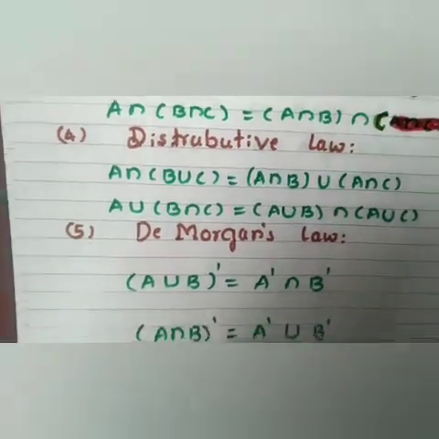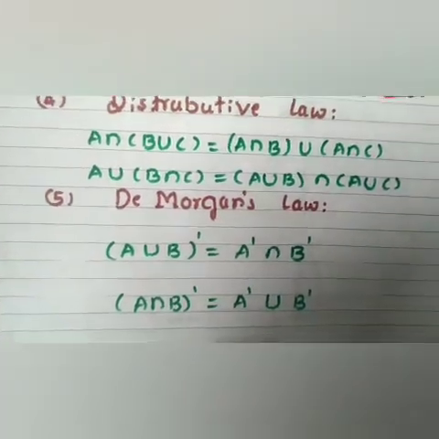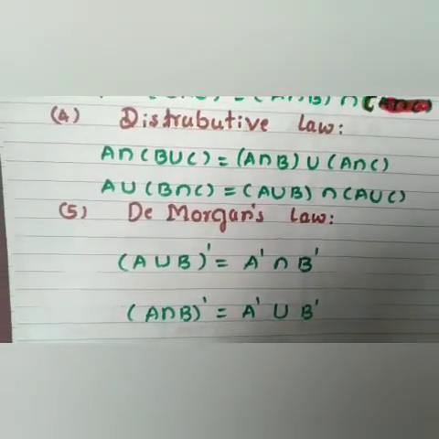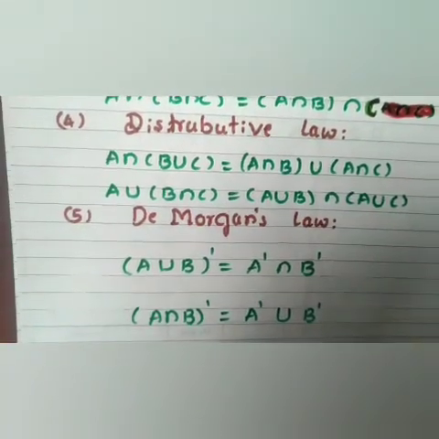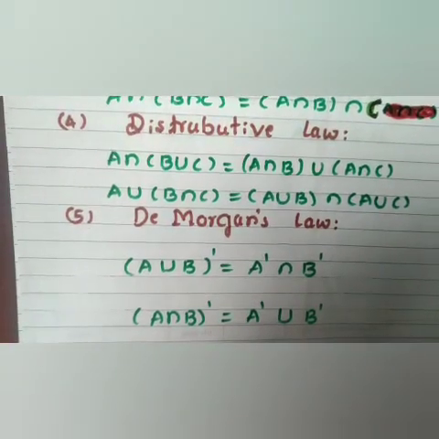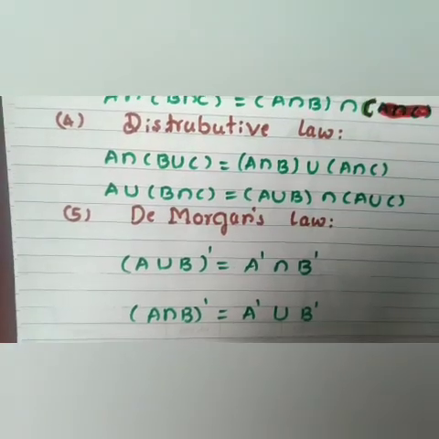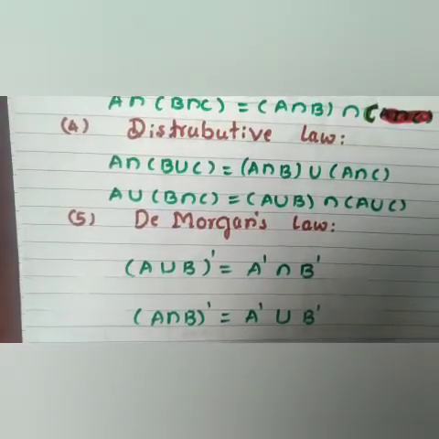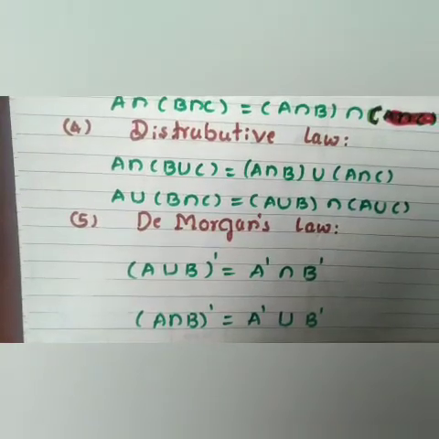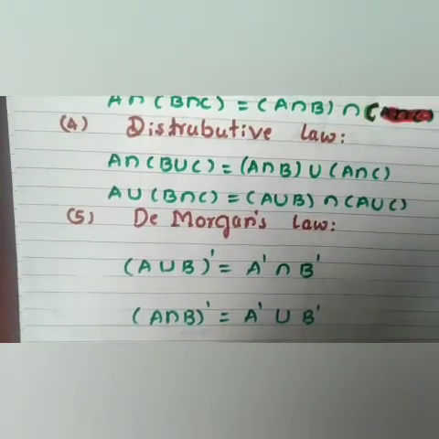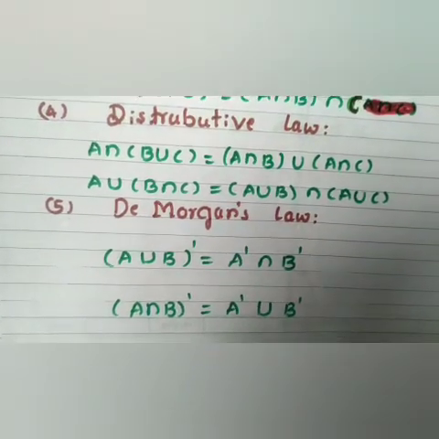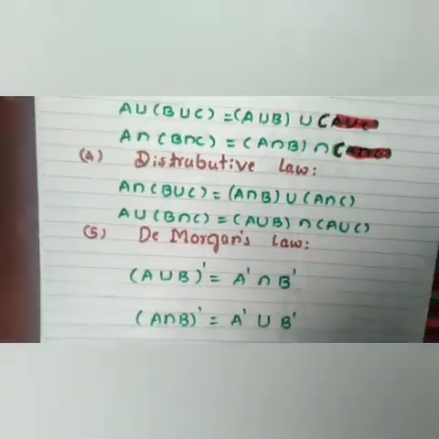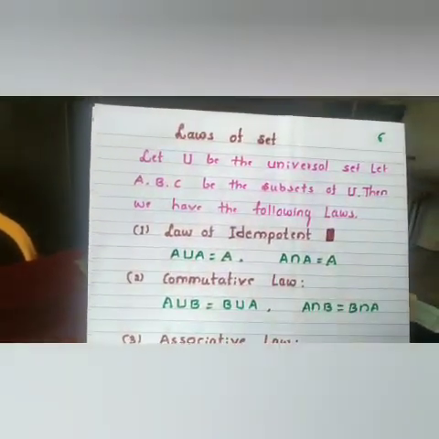Next, it is De Morgan's laws. It is a very important law in sets. Let's consider the laws using the complement. A union B, its complement, is A complement intersection B complement. Otherwise, we can read this as A union B dash is equal to A dash intersection B dash, and A intersection B dash is equal to A dash union B dash. So these are the very important laws of sets.